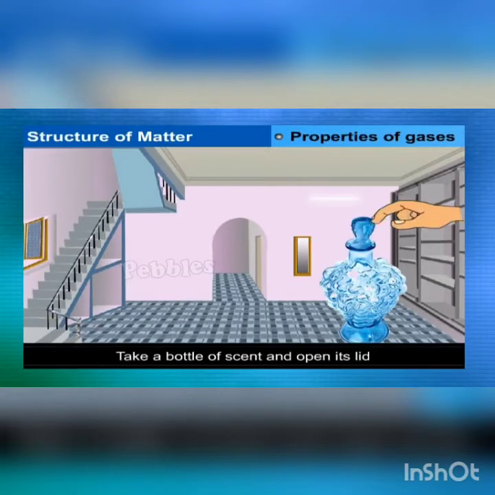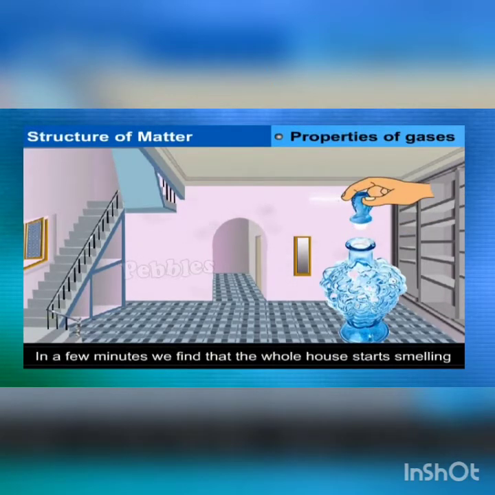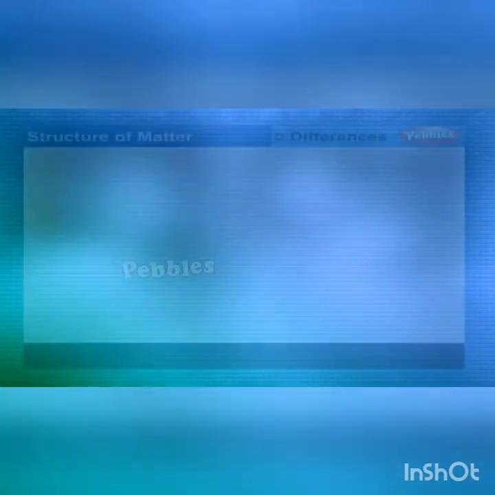Take a bottle of scent and open its lid. Keep it in one corner of the room. What do you notice after some time? In a few minutes, we find that the whole house starts smelling of the scent. Gas, which has leaked from the bottle, has filled the room.